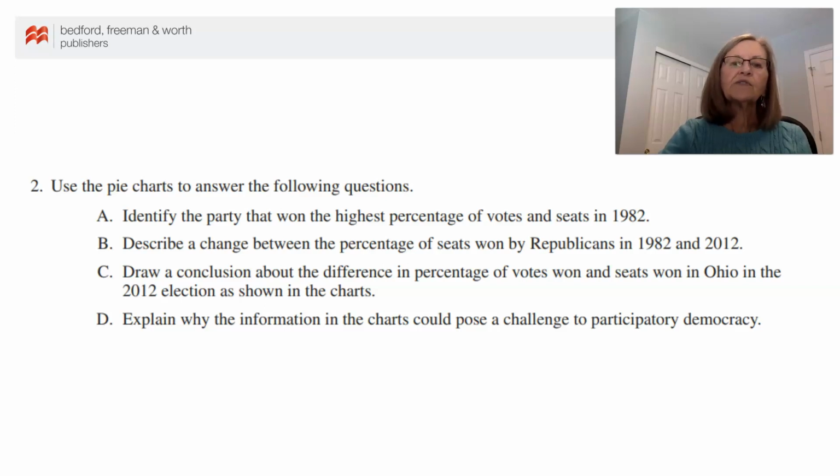Part D requires students to explain how the information in the graphic relates to government and politics. In this case, the question requires students to explain why the information in the charts could pose a challenge to participatory democracy. Because the task verb is explain, students should use the word because in their response. A good response would state, when voters believe their votes do not matter, they lose a sense of political efficacy. This means fewer people will participate in politics, narrowing the kinds of voters who go to the polls.